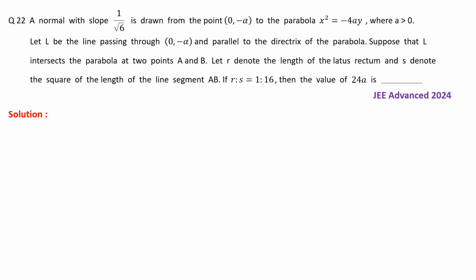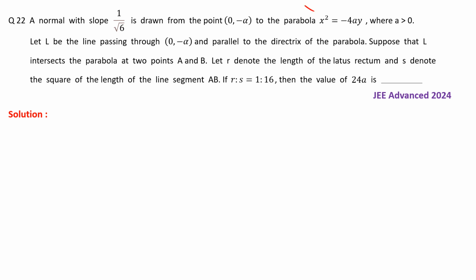Let R denote the length of the latus rectum and S denote the square of the length of the line segment AB. If R is to S is equal to 1 upon 16, then we have to find the value of 24a. Right? Now students, it's a nice question on the concept of normal to the parabola.